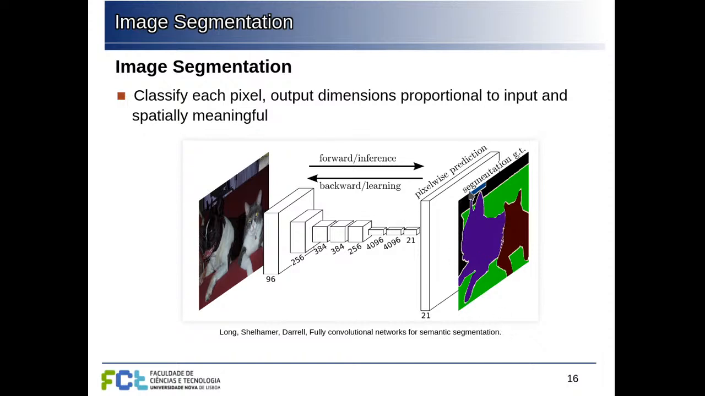If we have many classes, for example, in this example there were 21 classes for the pixels, we can have 21 feature maps here, and then we can do a softmax pixel by pixel over the 21 channels to determine which class each pixel in the image will belong to. And in this case we have the sofa here in green, the cat here in brown, the dog in purple, and so on. So this would be the idea: from the image obtain this classification.